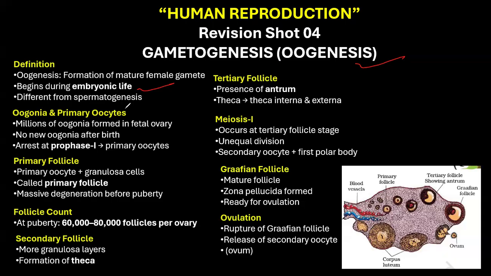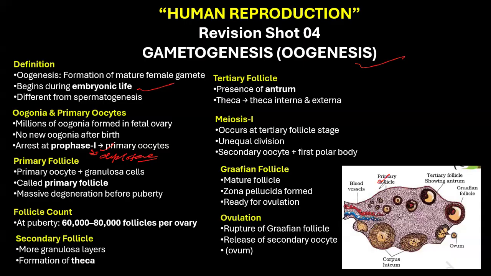Now, oogonia enter meiosis I and get arrested in prophase I. If we talk more specifically, it gets arrested at the diplotene stage. Diplotene stage. And then forming the primary oocyte. Each primary oocyte is surrounded by certain cells which are called granulosa cells.